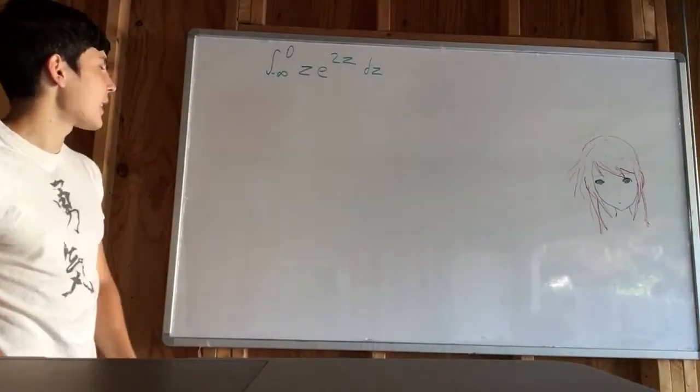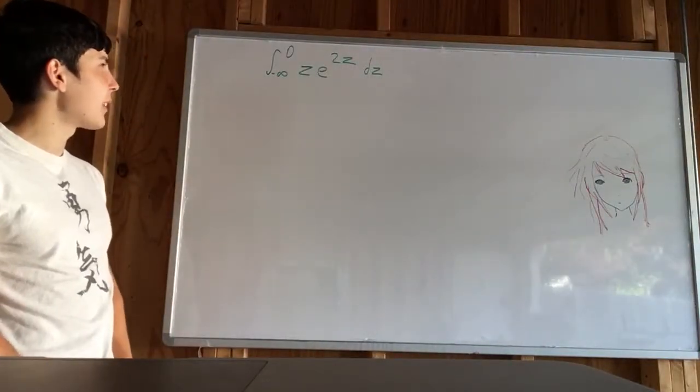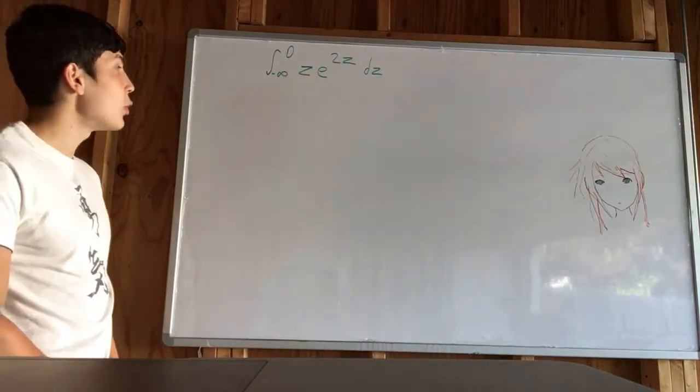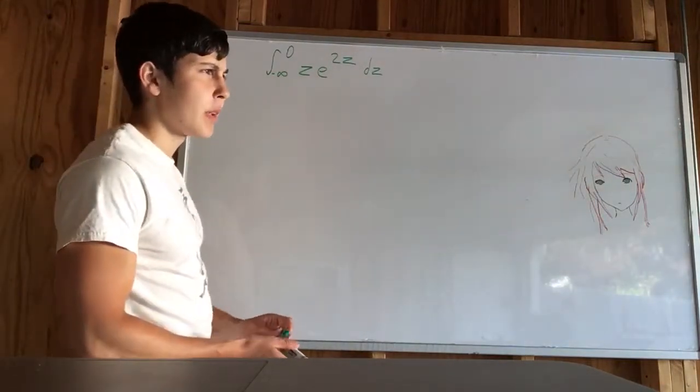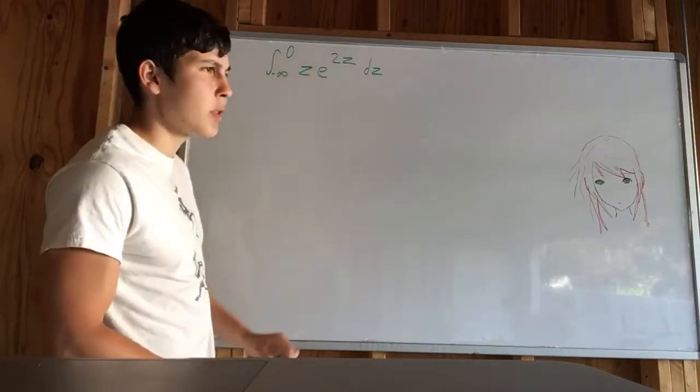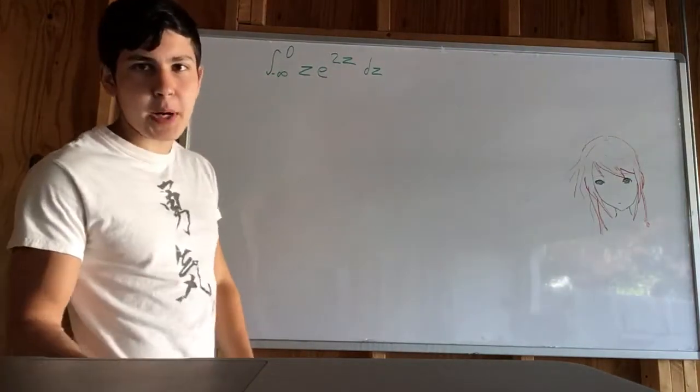Okay, we're doing these improper integrals. We have negative infinity to 0, and we've got z times e to the 2z. With this one, we have a product of two functions in here. We've got z times e to the 2z. So we're going to do integration by parts.